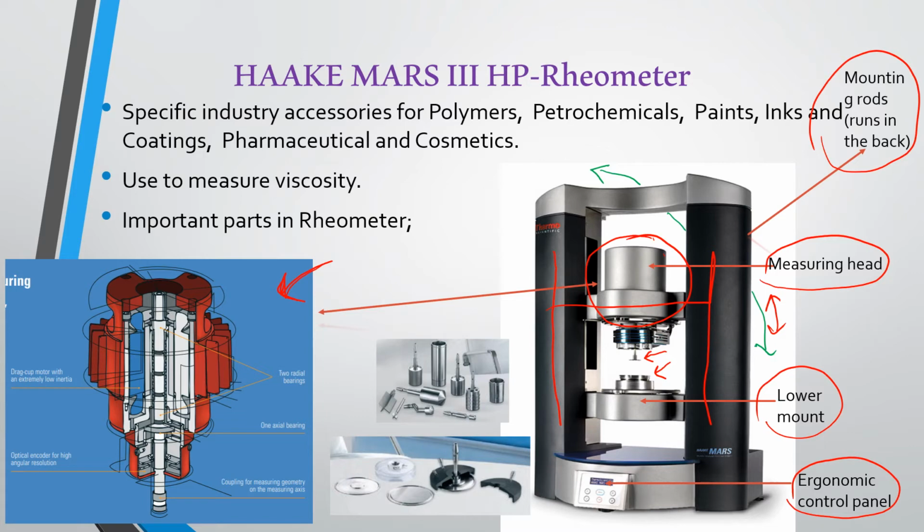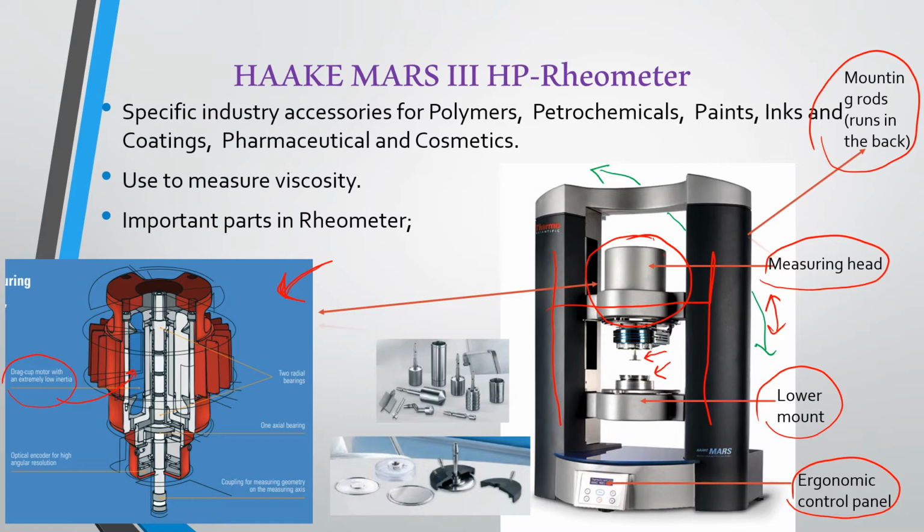Let me talk a little bit about some parts here that will be important to understanding. There is a drag cup motor, which is represented by the blue color here. That piece has the lowest inertia, so this will be helpful to get faster response characteristics.